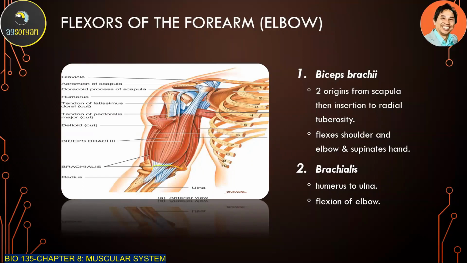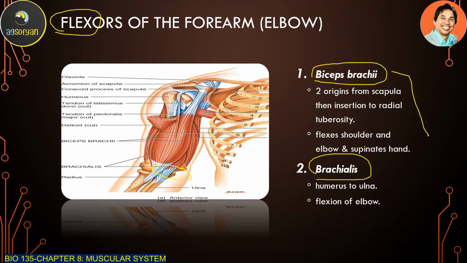Okay, elbow muscles, the ones that flex the elbow will be two: bicep brachii and brachialis. And again, this is what we call synergistic muscles, two muscles that work together. So synergistic muscles, bicep brachii and brachialis.